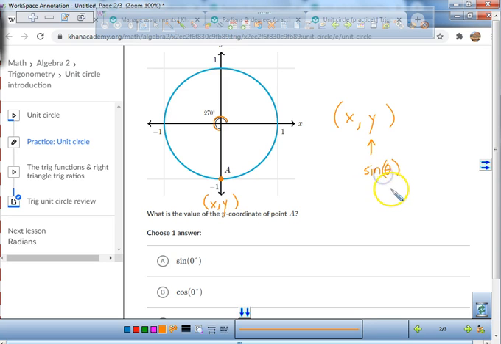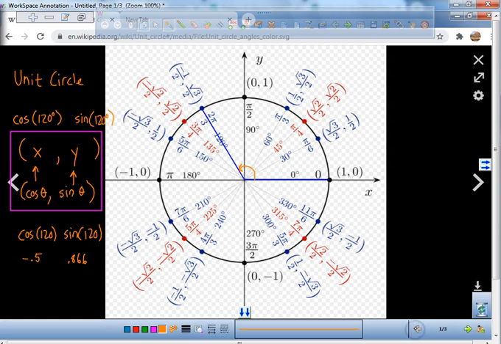Well, what is our theta? What do you guys think theta is equal to in our problem? 270. So what am I looking for? The sine of what? The sine of 270. So if we look back at our unit circle, what do you guys think the sine of 270 is going to equal?